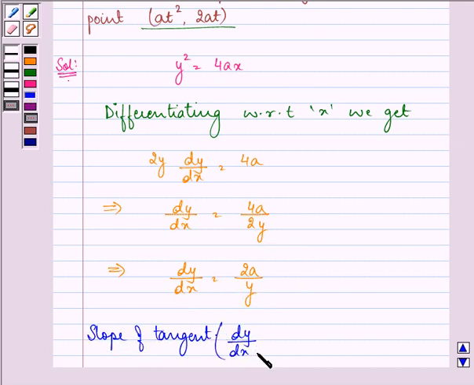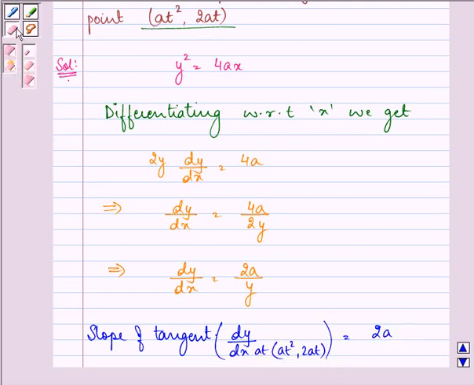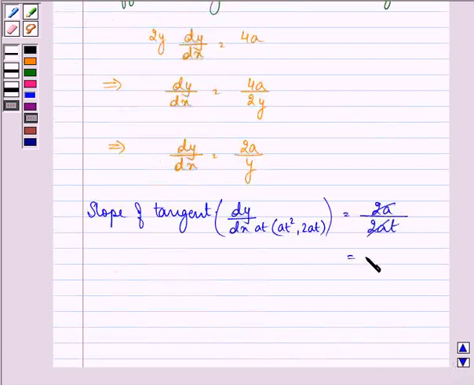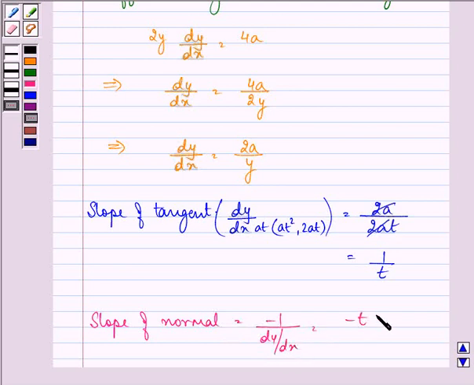At the point (at², 2at), dy/dx will be 2a upon y, that is 2a upon 2at. On simplifying it, we have the slope as 1 upon t. So we have the slope of the tangent as 1 upon t. The slope of the normal, which we know is minus 1 upon dy/dx, will be minus t. Now we have the slope of the tangent as well as the normal.